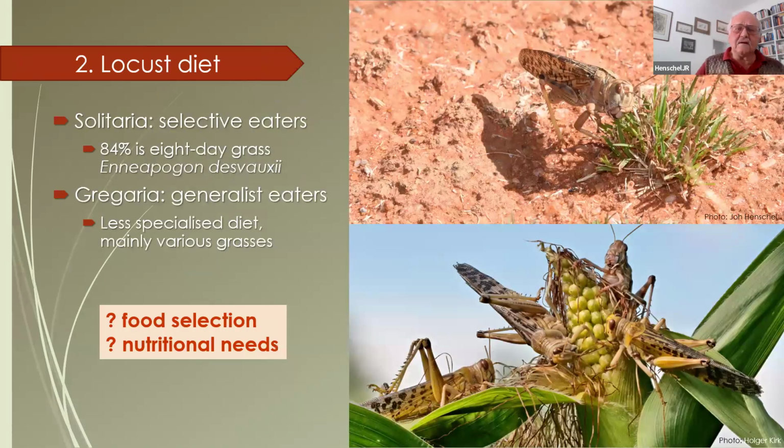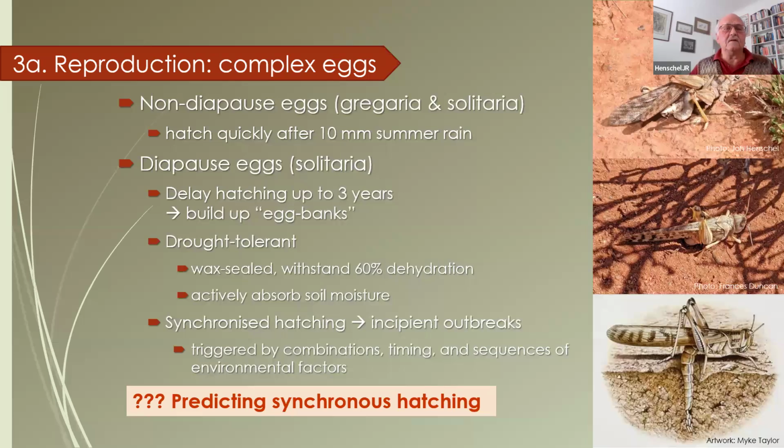The locust diet has also not been well studied. The field observations by Smith and later Lee really confirmed that they like short grass, especially the eight-day grass, Enneapogon desvauxii. But when they swarm, they are generalist eaters. And again, there's more anecdotal information of what they eat. Locusts are selective eaters. There are things they prefer, but their food selection is poorly studied and their nutritional needs are unknown as yet. So we don't know what they're actually looking out for when they move over the area.